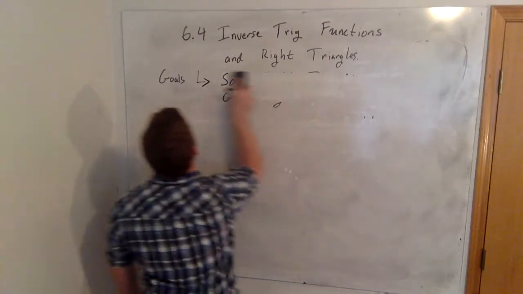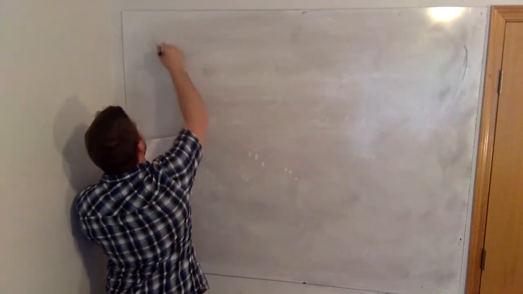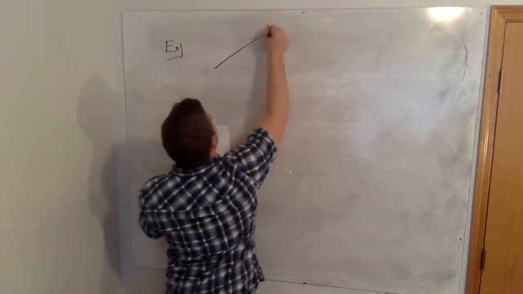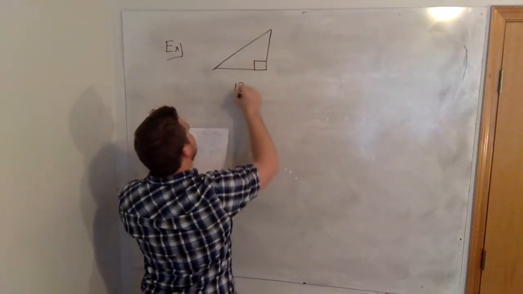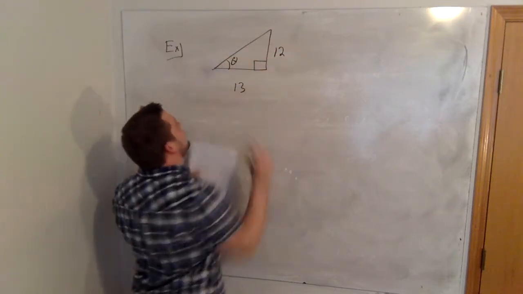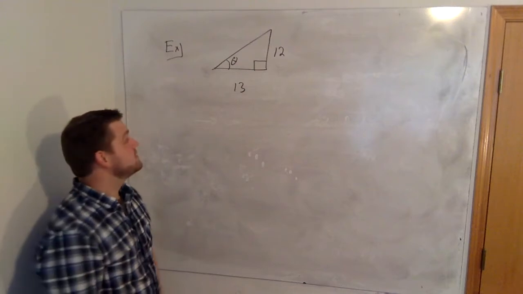Okay, so let's see how we can solve a right triangle if we're only given two of the sides. So here's our first example. Let's say we're given this right triangle. This length here is 13, this is 12, and this is theta. And we're going to try to solve this right triangle.